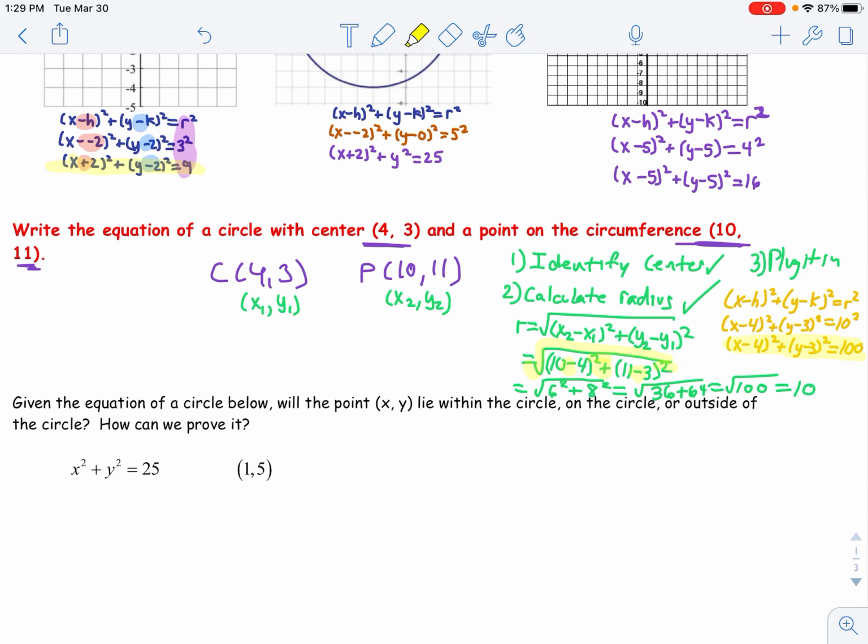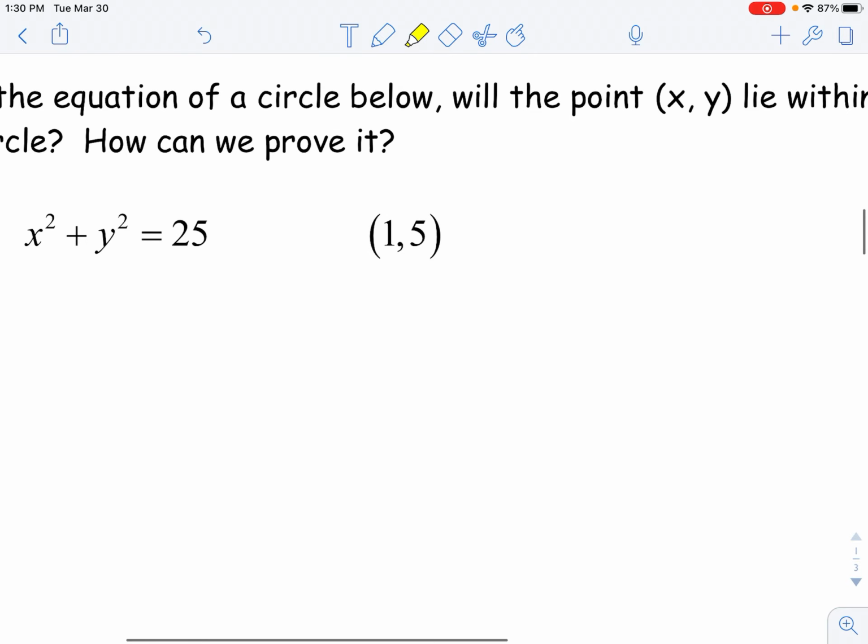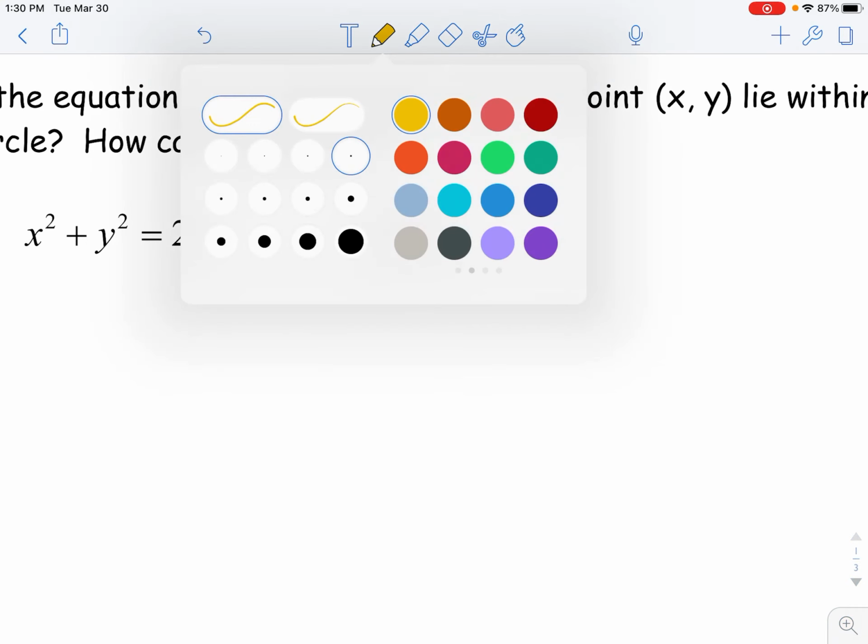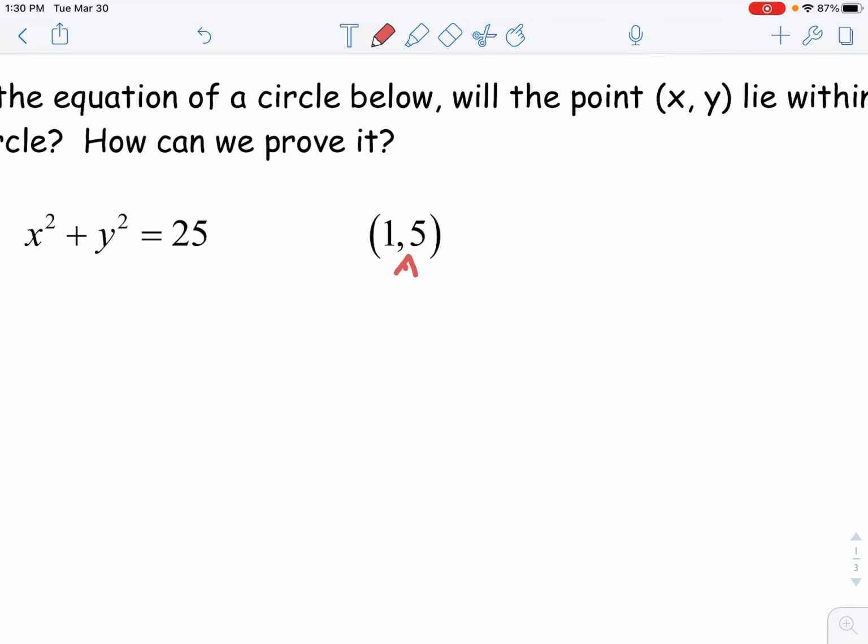And then here, given the equation of a circle below, does the point (x, y) lie within the circle, on the circle, or outside the circle? How can we prove it? Well, I'm going to give you a little hint. (1, 5). I'm a big-time brainiac. I can tell this is going to lie outside.